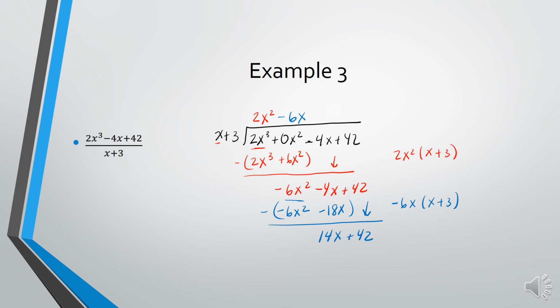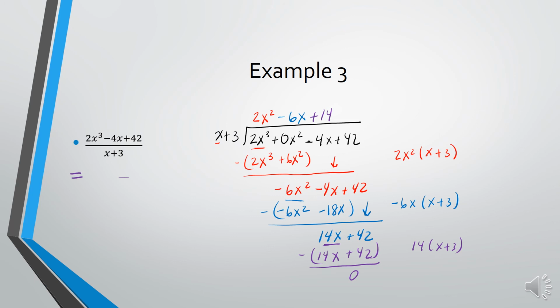I think we got one more step here. What should I multiply x by to get 14x? I think just 14. So 14 times my x plus 3 will get me 14x. And then let's see, what's 14 times 3? I believe that's 42. So something interesting happens here. When I subtract, what's left? Well, nothing, just 0. So there was no remainder this time.